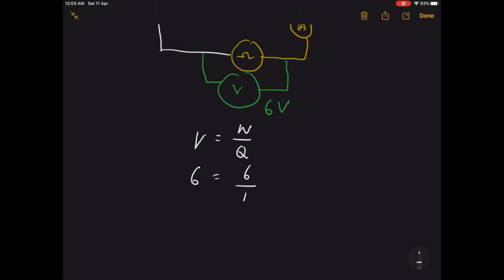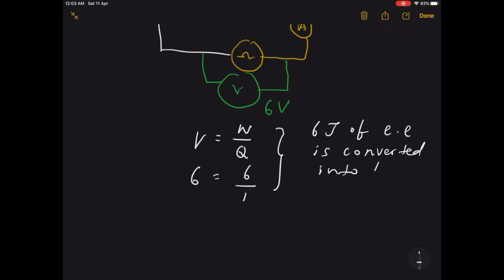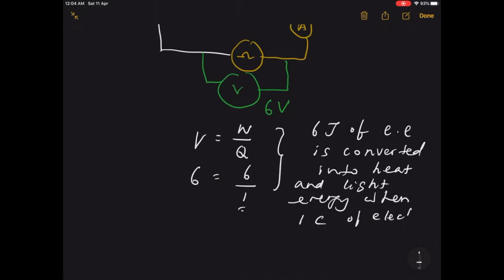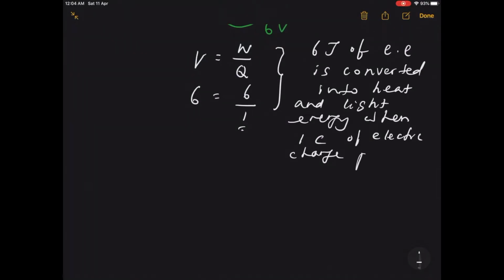So here it actually means, the meaning of this is 6 joule of electrical energy is converted into, for a lamp it will be heat and light energy, when, see this, 1 coulomb of electric charge passes through the lamp.